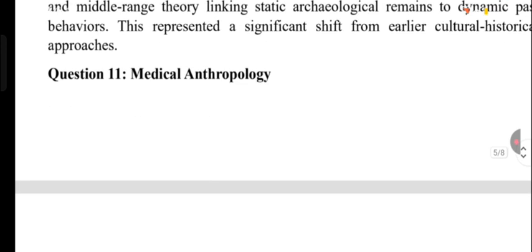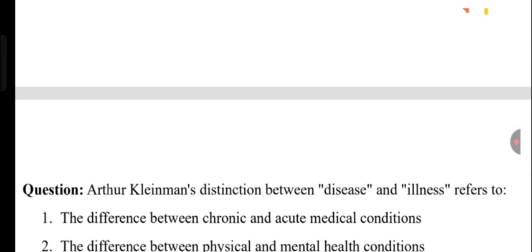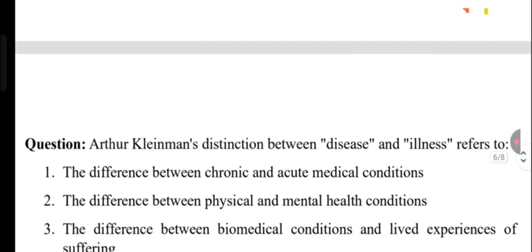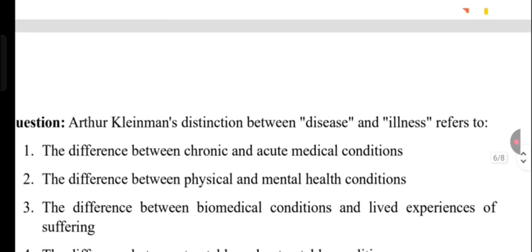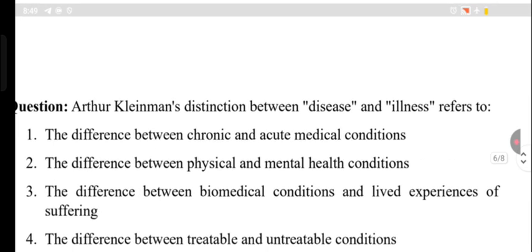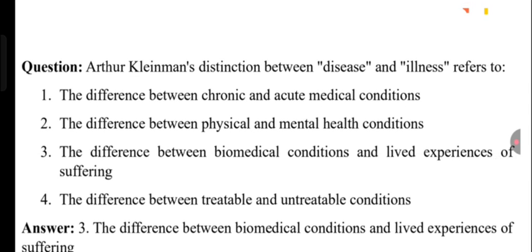Next, from medical anthropology. Arthur Kleinman's distinction between disease and illness refers to the difference between chronic and acute medical conditions, the difference between physical and mental health conditions, the difference between biomedical conditions and lived experiences of suffering, and the fourth one is the difference between treatable and untreatable conditions. Right option is 3, the difference between biomedical conditions and lived experiences of suffering.